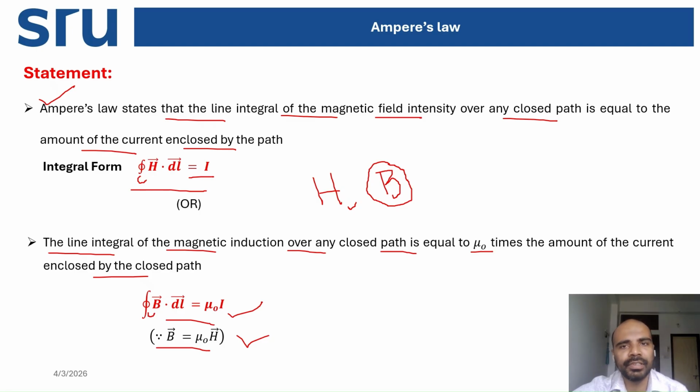And the relation between the magnetic induction or magnetic flux density is B equal to mu naught H. Mu naught is permeability in free space, right? Which is 4 pi into 10 to the power minus 7 Weber per ampere meter. Okay, hope it is clear now. So moving to the next slide.